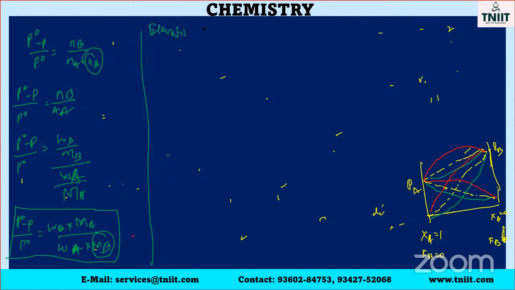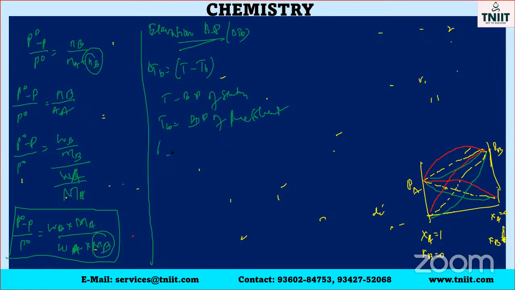Elevation in boiling point is also called ebullioscopy. Elevation in boiling point is represented by delta TB. So delta TB is given mathematically as T minus TB, where T is the boiling point of a solution and TB is the boiling point of a pure solvent. Remember, the boiling point of a solution will be greater.